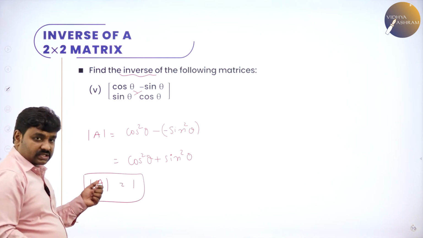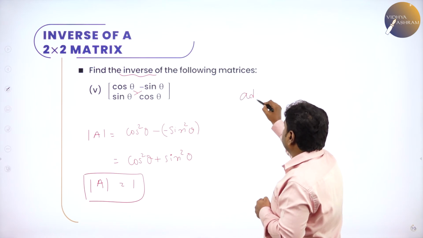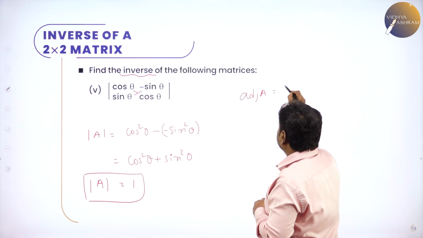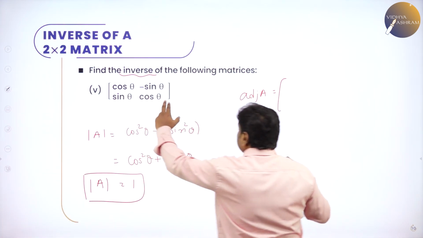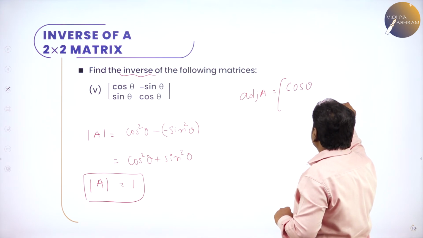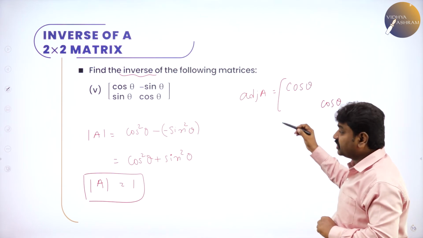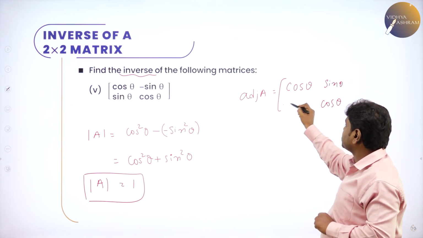Can I say it's non-singular? Now find adjoint. You know how to find adjoint. Adjoint of A is change the principal diagonal. So if I change, it will be the same, cos theta, cos theta. They are similar elements, so if you interchange, no great change. Now change the sign of the secondary diagonal. Minus sin theta becomes sin theta and sin theta becomes minus sin theta.